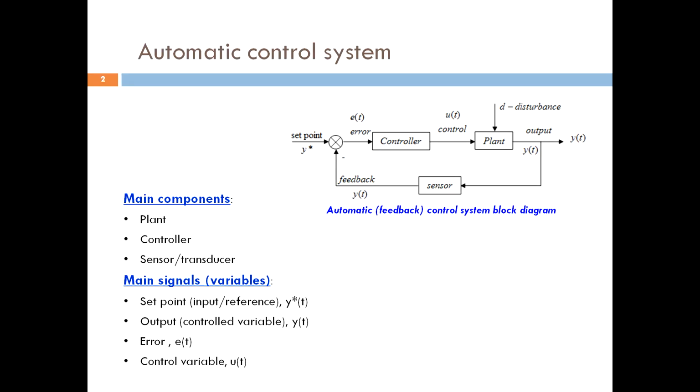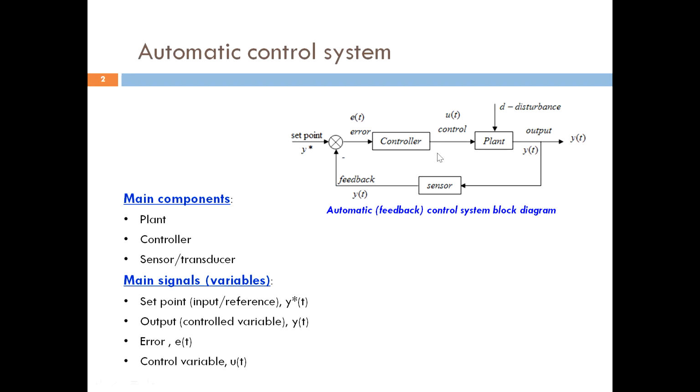So we begin this discussion by looking at the structure of an automatic control system. As you can see in this block diagram depiction, it depicts the main components of an automatic control system. We've got blocks that represent the plant or the process to be controlled, the controller, and there's typically also a sensor that measures the output to feed back to the input for comparison with the input.